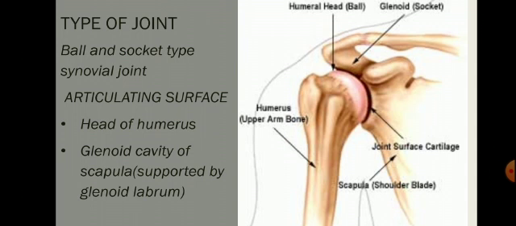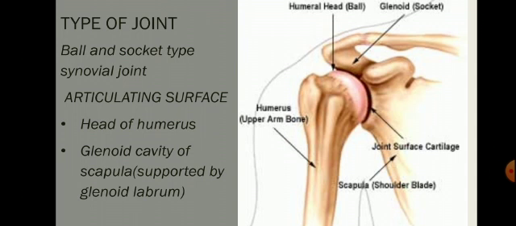Why can we say that it is the least stable? Because the glenoid cavity, which holds the head of the humerus, is too shallow, so it cannot accommodate the whole head. So a recurrent dislocation can occur, and it is quite unstable when compared to other joints, and it easily undergoes dislocation. Now we have to go into the type of joint. It is a ball and socket type of joint.